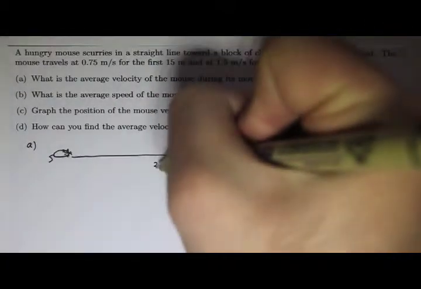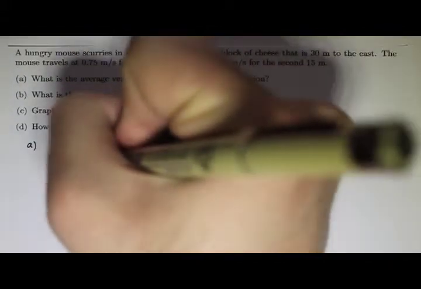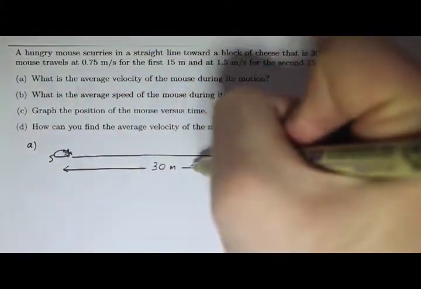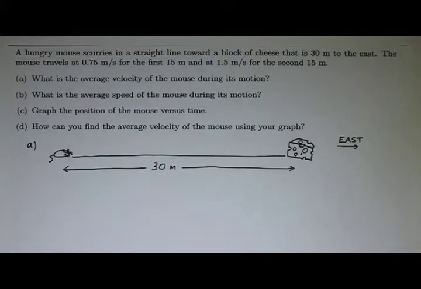Well, this distance here is given as 30 meters from the mouse to the cheese, but the mouse doesn't travel at the same rate during that 30 meters. For the first 15 meters, it travels at 0.75 meters per second, and for the second 15 meters, it travels at 1.5 meters per second.